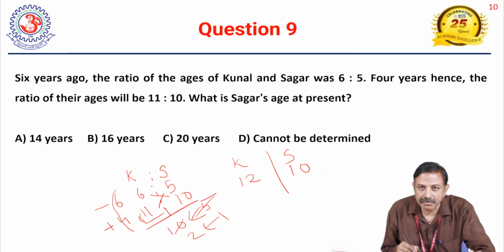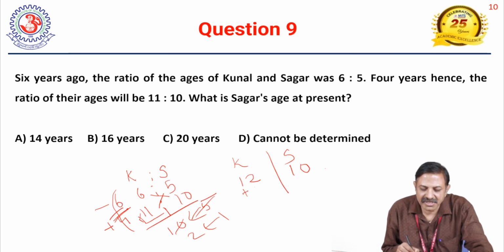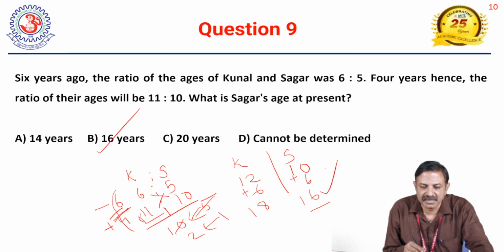Oh, there are no such options. Don't think like that, my dear students. This is 6 years back. 6 years back, 12 and 10 they are. Now we should add 6 years to both if you want their present age. If you want Kunal, 12 plus 6 will become 18. If you want Sagar, 10 plus 6 will become 16. So what is the question now? What is Sagar's present age? 16 years. Hope it is clear.